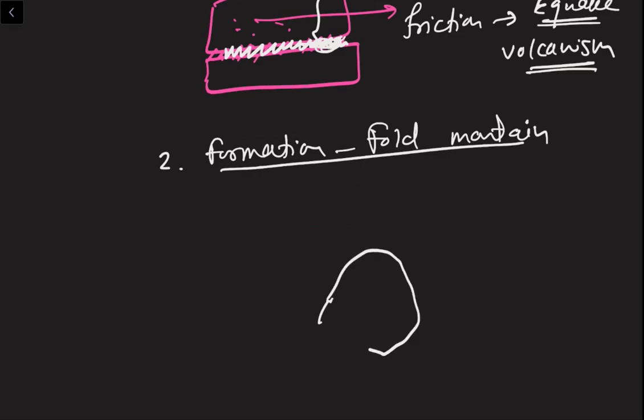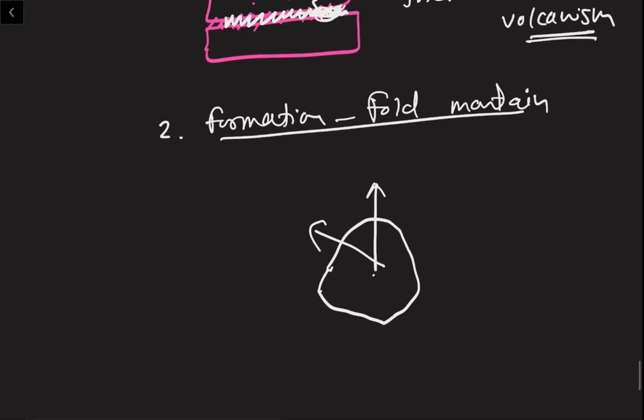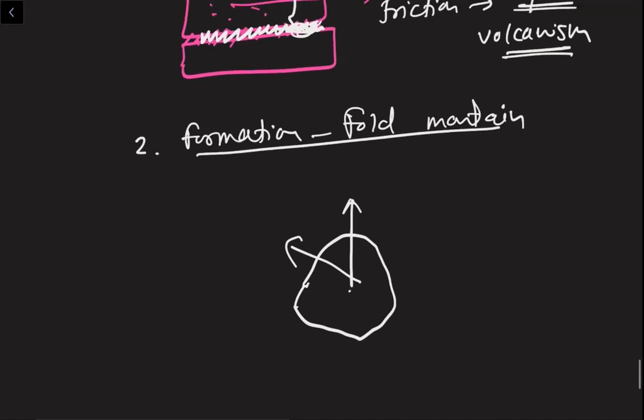Fold mountain. So what he said is that whenever there is this, suppose, continent, this continent, he said, is moving in the northwestward direction. Okay, this continent is moving towards the northwestward direction, and as it started moving, what will happen? It is scraping the surface of the earth.